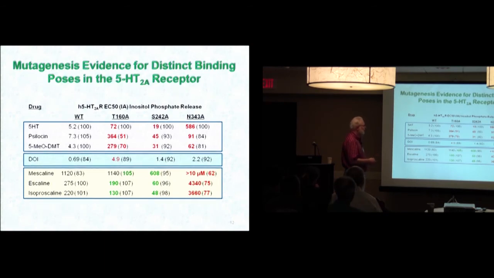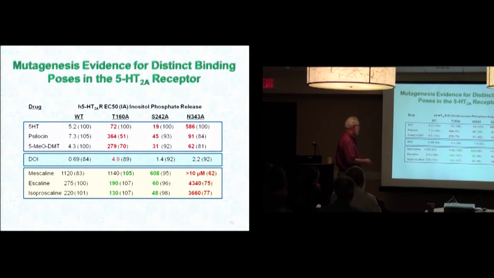And this asparagine 343, which nobody has looked at, look at what happens when we mutate that to an alanine. The affinity of serotonin drops off by 100-fold. 7 by over 10-fold, 4, 15-fold. So that asparagine at the top of helix 6 is doing something, and no one has actually studied that. We're probably going to be, I hope, the first ones to report that. We get that paper out this summer.